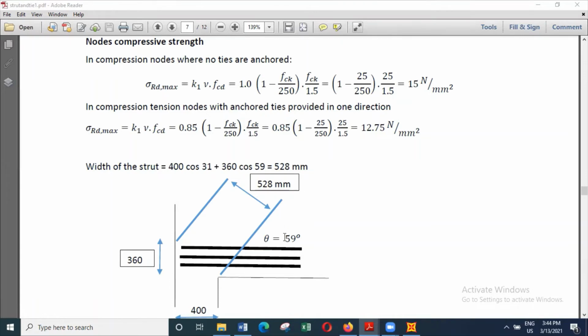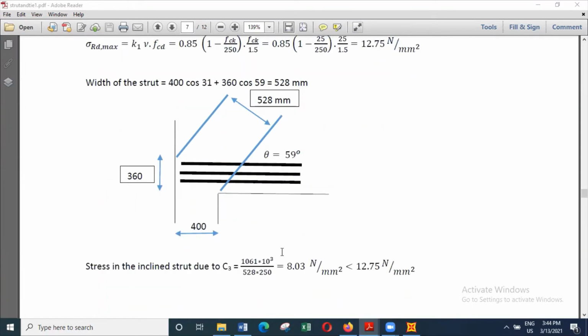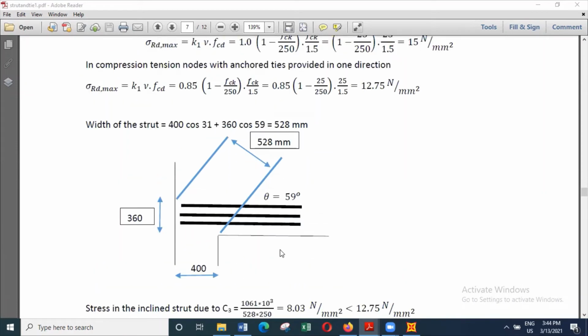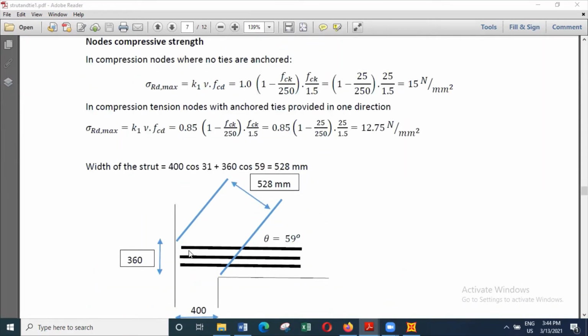And in addition to that, whatever reinforcement comes in the vertical direction, we generally bend it and make it anchored here. Because of all these reasons, you will see that the height of 360 millimeters may be reasonable, which means now we can see what is the width of the strut, and the width of the strut will be 400 millimeters.